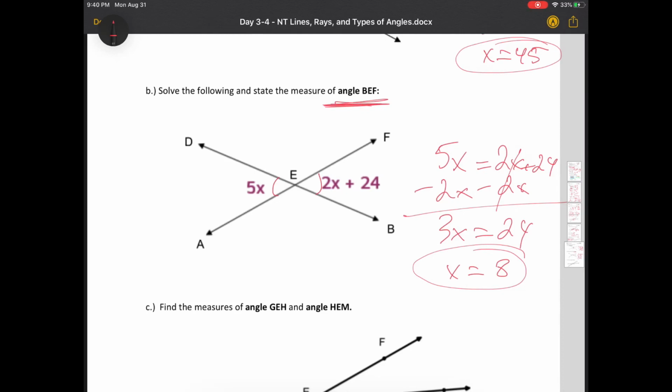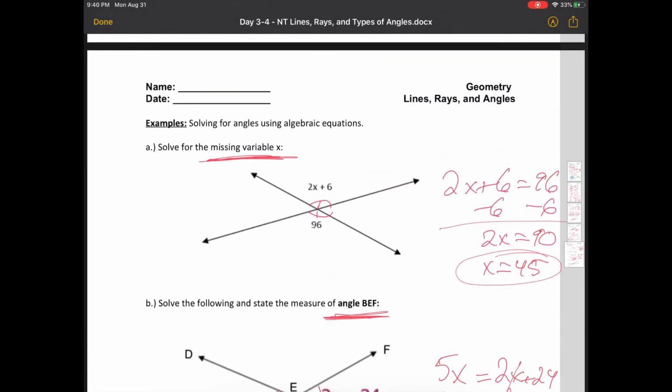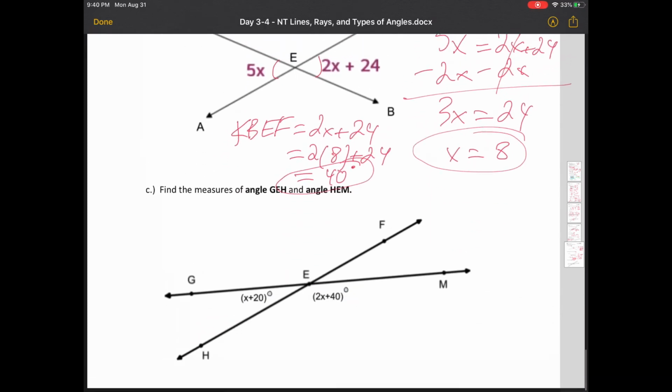But remember, we need to find angle BEF, so we have to plug back in. Angle BEF is equal to 2x plus 24. So I go ahead and plug 8 in, and I get that my angle is 40 degrees. Remember, we have to look back and see what they're asking for. For this one, they asked for BEF. This one, they just asked for x.